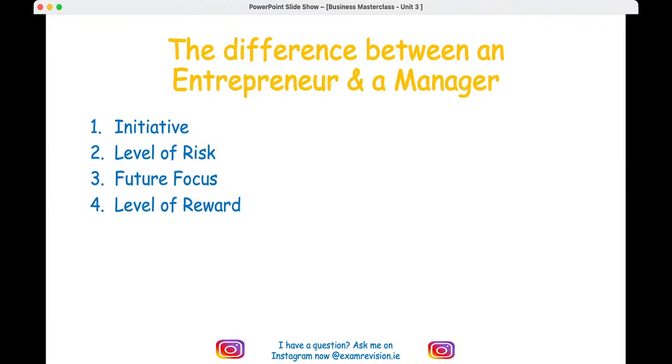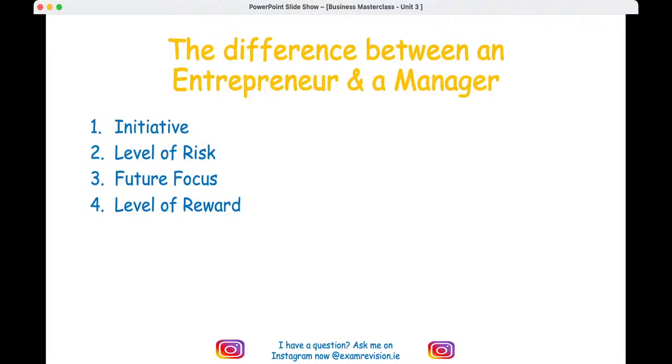Levels of risk. Entrepreneurs usually take on high levels of risk, both personal and financial risks. Whereas a manager won't have that risk, because they might lose their job if the business isn't successful, but they're not going to take on huge financial risk usually, because they don't own the business or run the business. Where an entrepreneur, someone starting up a business, is going to take on a considerable risk, both personal and financial.